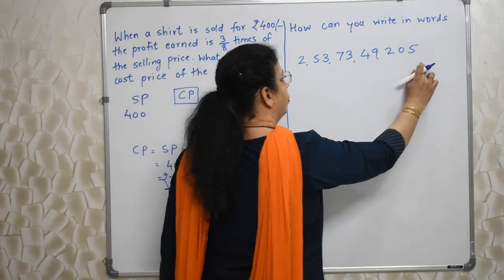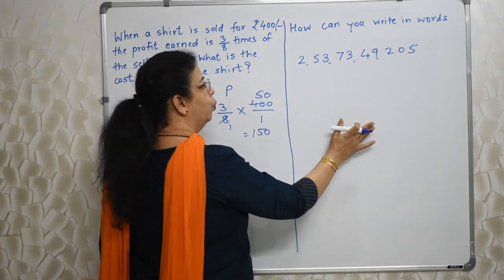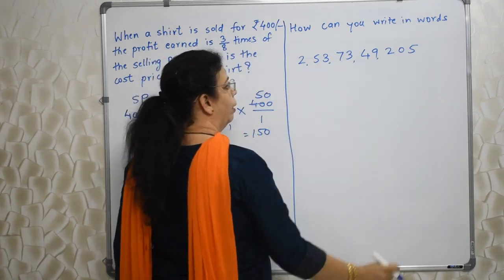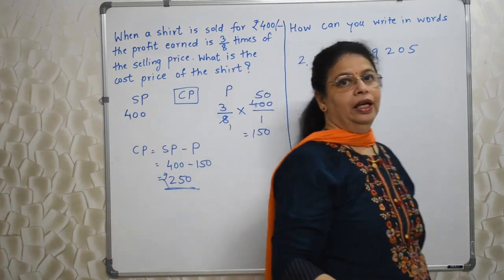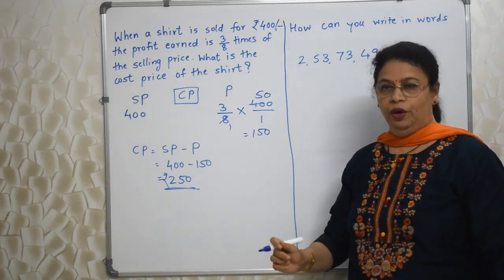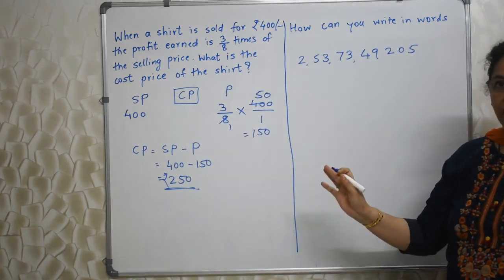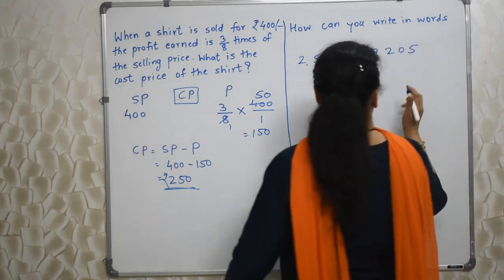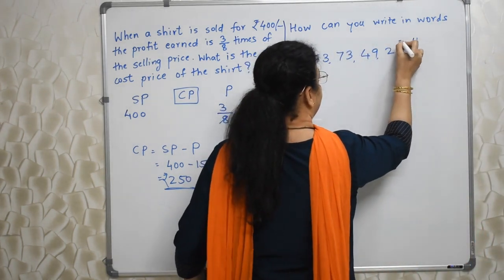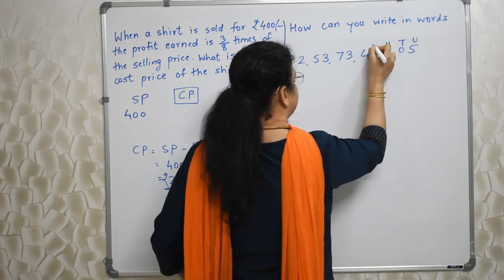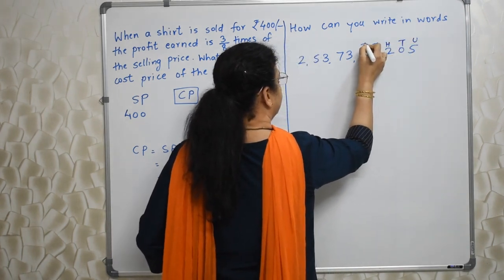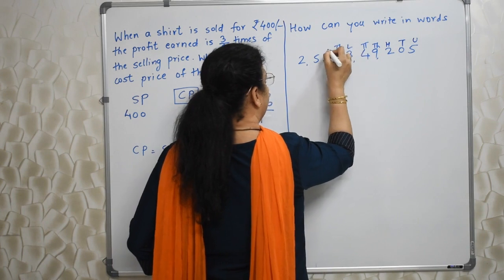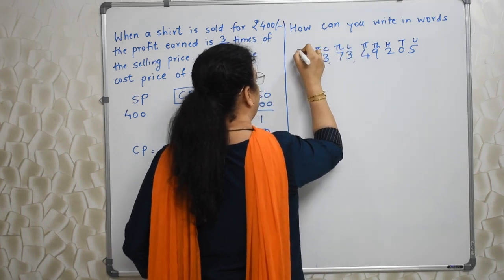This one big number, if we want to write in words, I have told you in my reading and writing numerals video, where I have explained it properly. In case you have not seen, see that video. Okay, so I am writing it here. Units, tens, hundreds, thousands, 10,000, lakhs, 10 lakhs, crores, 10 crores and abja.